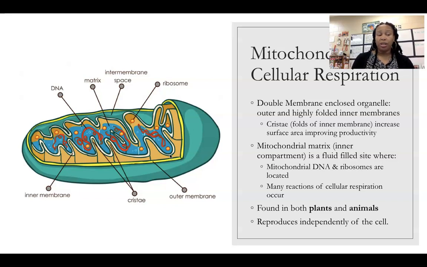Another unique thing about the mitochondria and chloroplast is that they reproduce independently of the cell. Mitochondria and chloroplasts reproduce through binary fission. So one cell splits to become two.